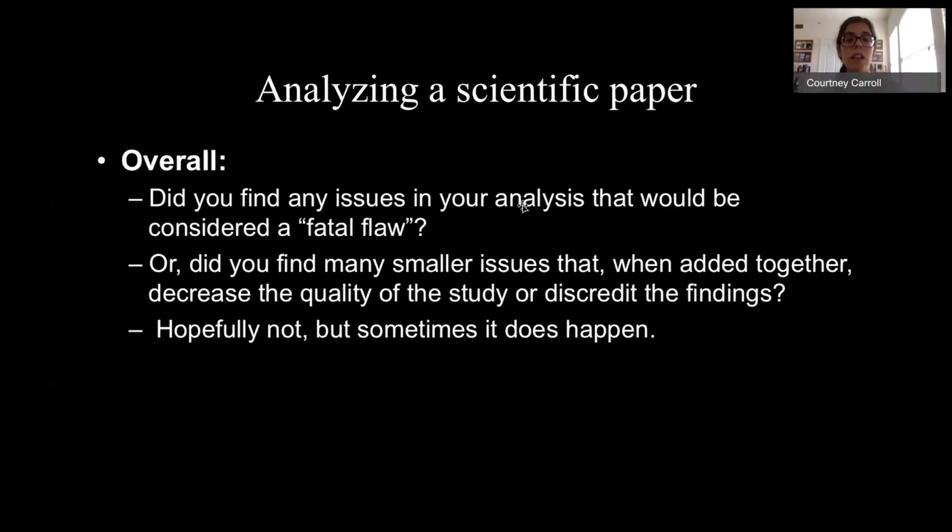Overall, you want to see if you could find anything that would be a fatal flaw. So did they miss something that makes their whole experiment, their whole paper, just null and void? Okay, did they maybe not use a control at all? Or they didn't test what they think they were testing? Or do you find just smaller issues that when added together decrease the quality of the study? Hopefully not, but sometimes this does happen. There are bad papers out there.